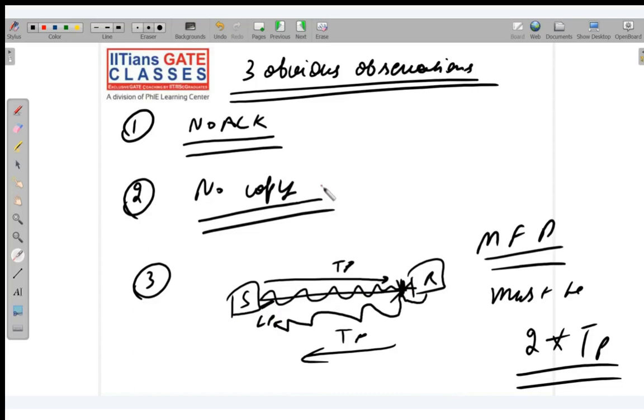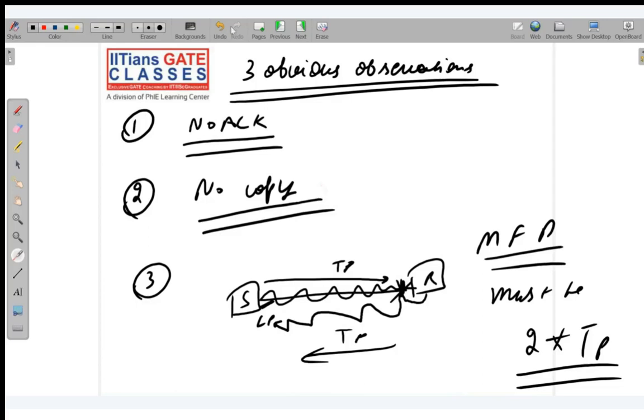Hence the requirement is that the sender must still be transmitting the frame after 2 TP time.